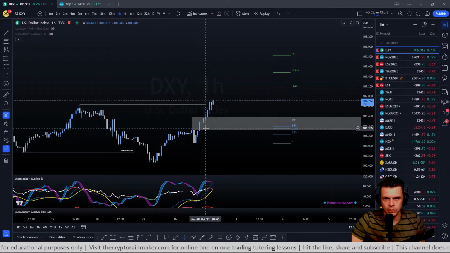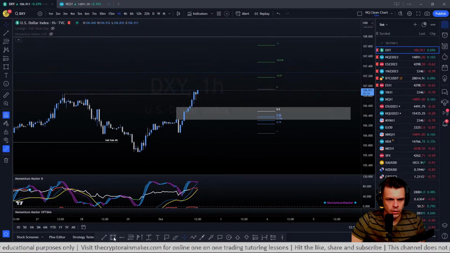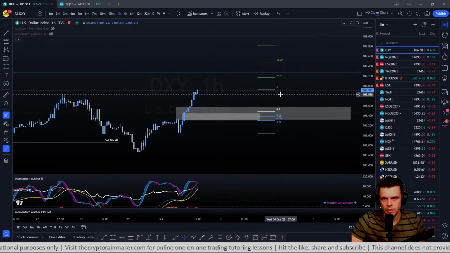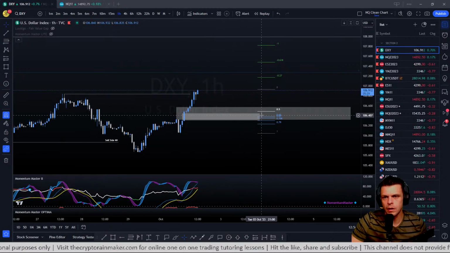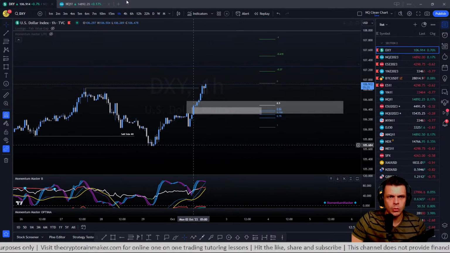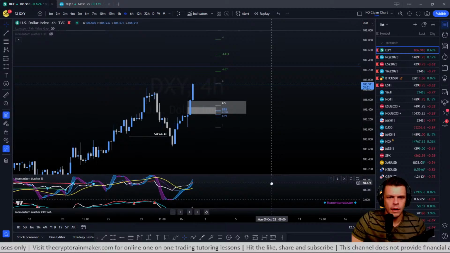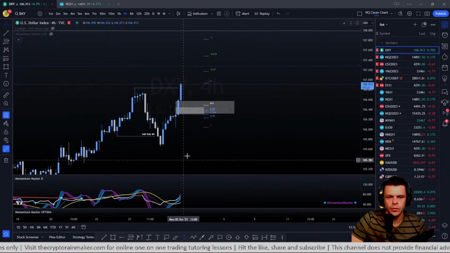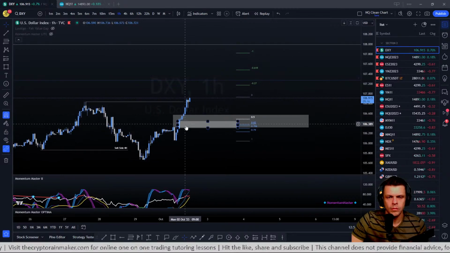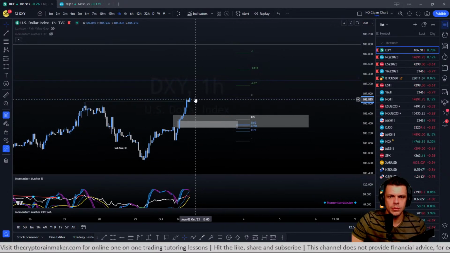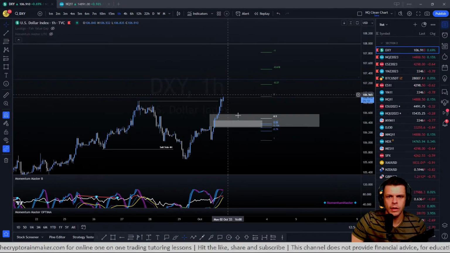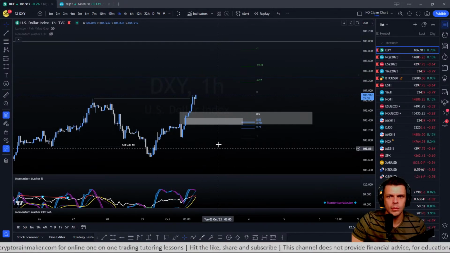Okay, so the imbalance on the 1 hour. The mid of that fair value gap is right there with the Fibonacci 618. So the 1 hour is getting extended, and we'll have to see what the next 4 hour candle does. But it seems likely it will, after this impulse to the upside, retrace a little bit, perhaps into discount and into this fair value gap before continuing to the upside.